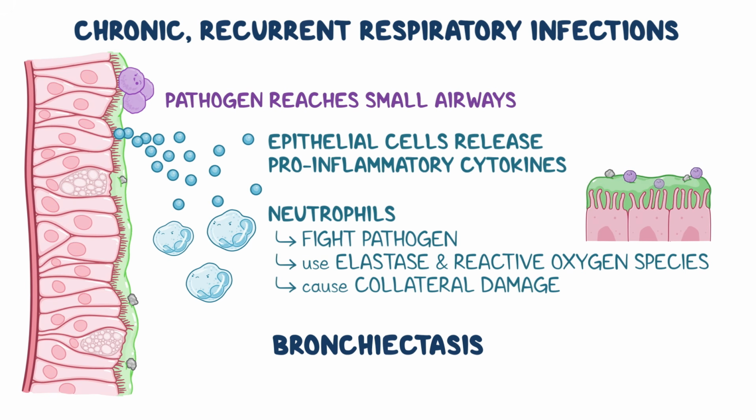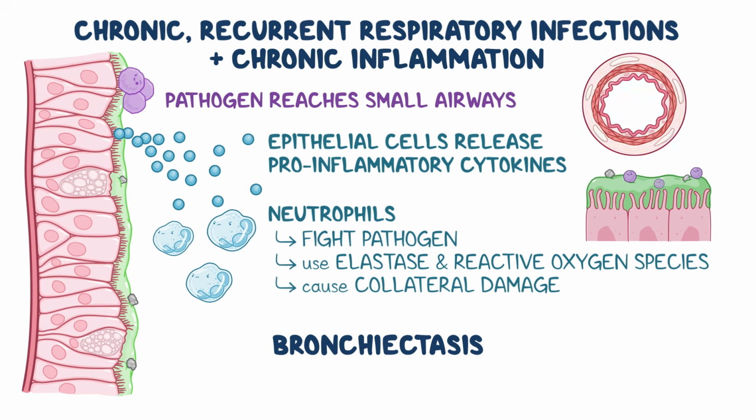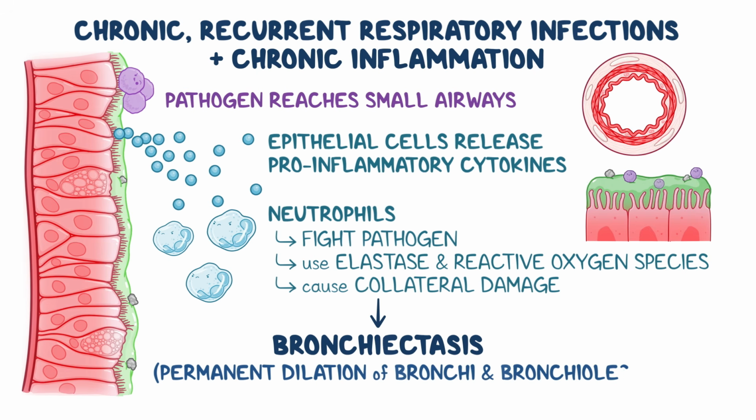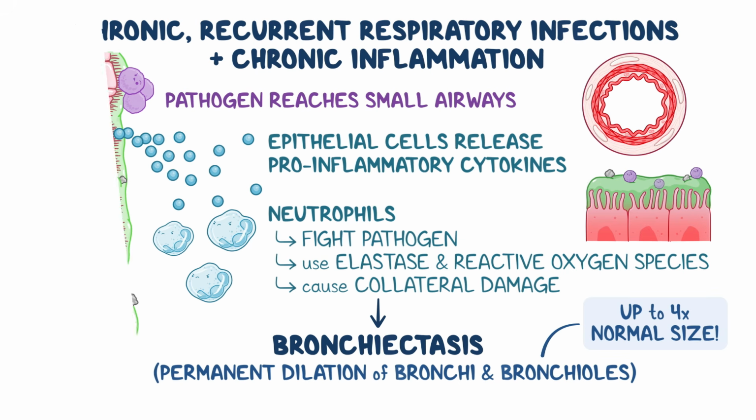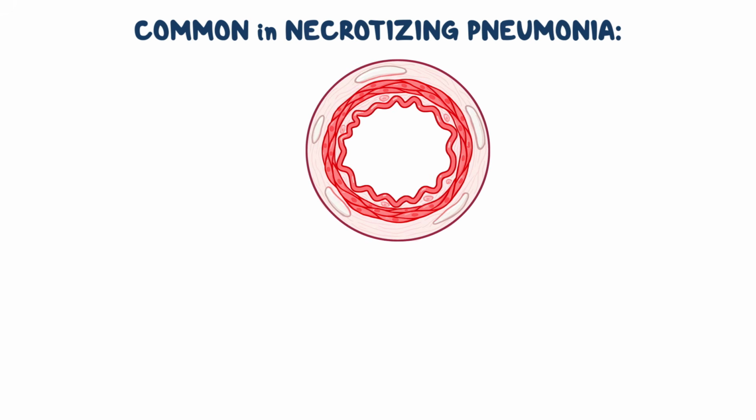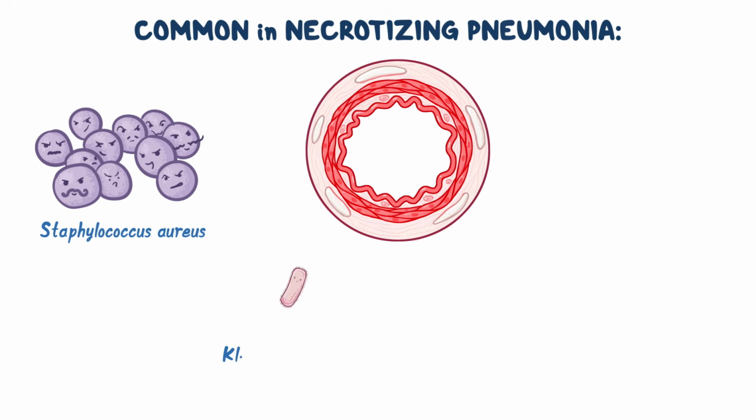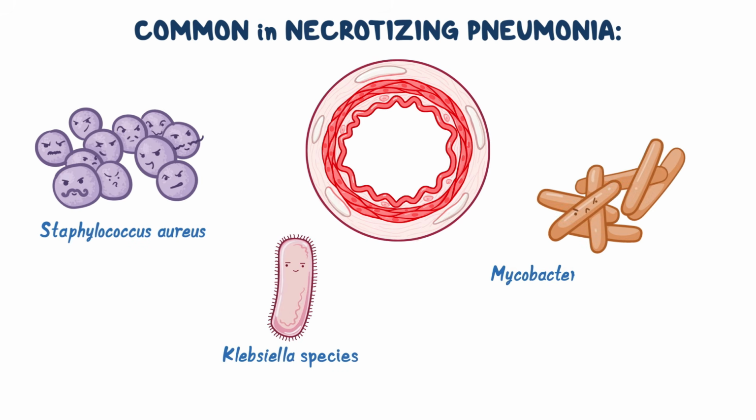With recurrent infections, chronic inflammation can destroy the surrounding smooth muscle cells and elastic tissue, resulting in permanent dilation of bronchi and bronchioles. Sometimes airways can dilate up to 4 times their normal size. This kind of damage is common in necrotizing pneumonia caused by Staphylococcus aureus, Klebsiella species, and Mycobacterium tuberculosis.